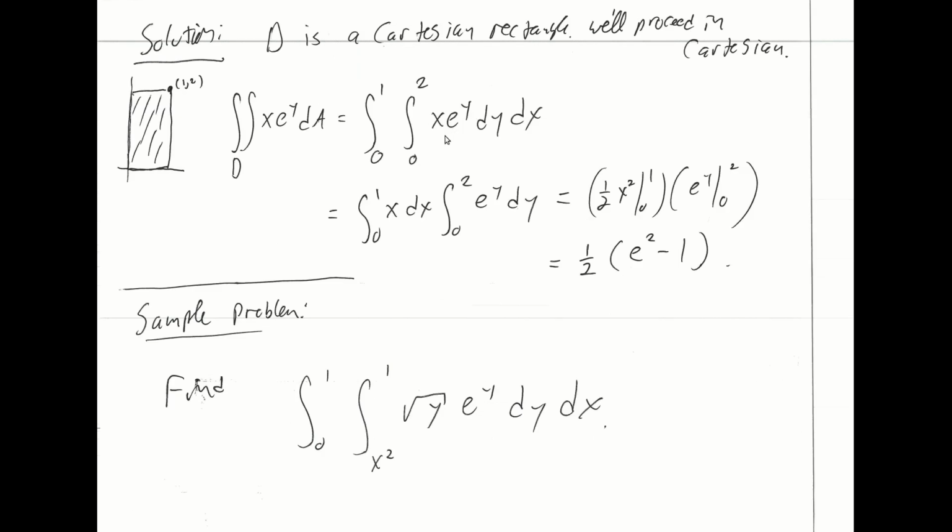And then my integrand is a function of x times a function of y, so I can factor this out and write it as two single variable integrals multiplied together. They're both relatively simple. One's a polynomial, the other is the exponential. And I can solve and simplify.